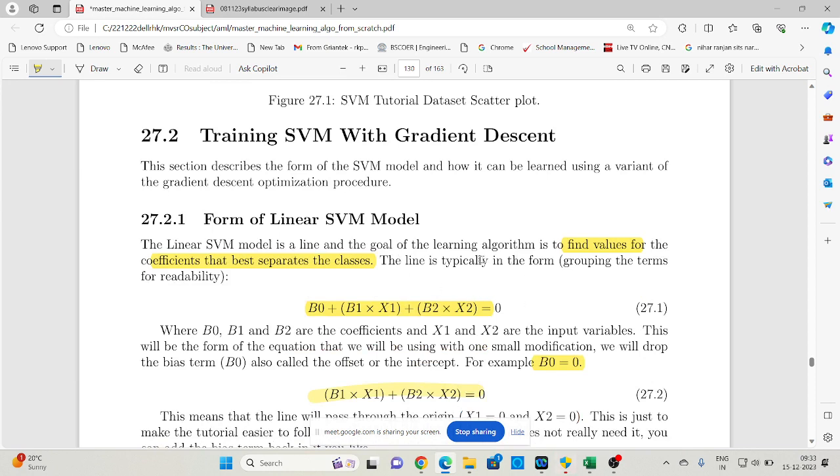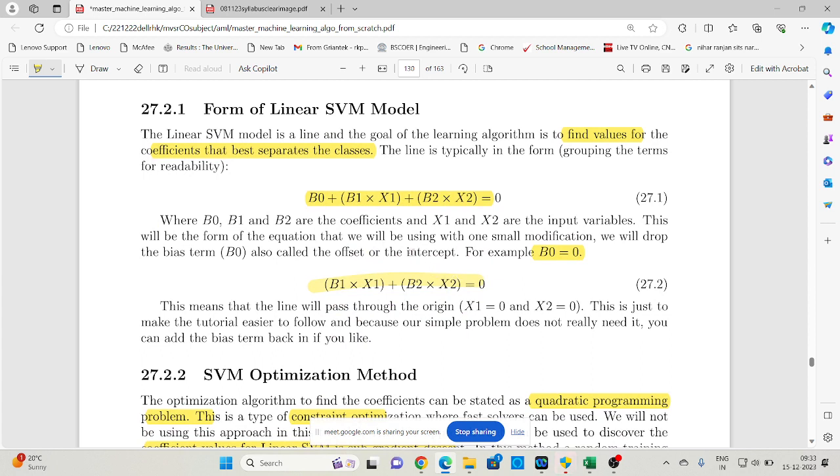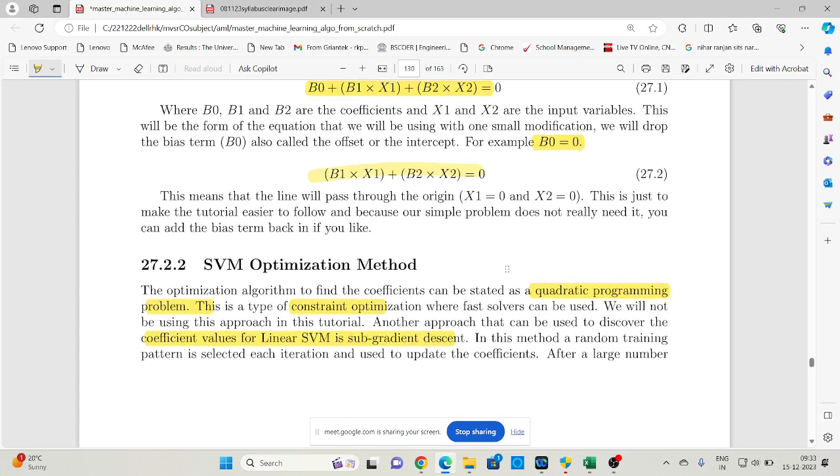What is the goal of the SVM learning algorithm? You should find coefficients. Which are our coefficients? These B1, B2 are our coefficients. Even B0 is a coefficient, but in our example, we'll be keeping B0 as 0. So our new equation becomes B1 into X1 plus B2 into X2 is equal to 0.